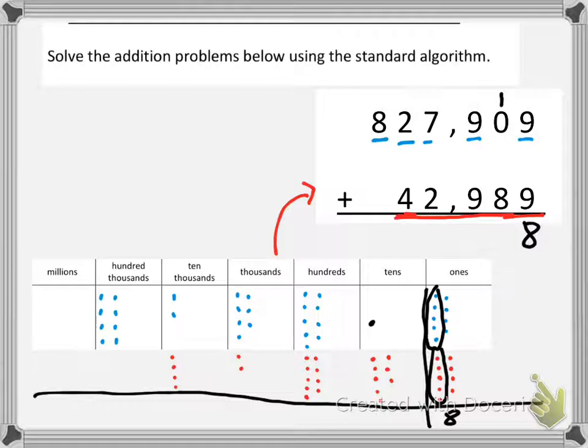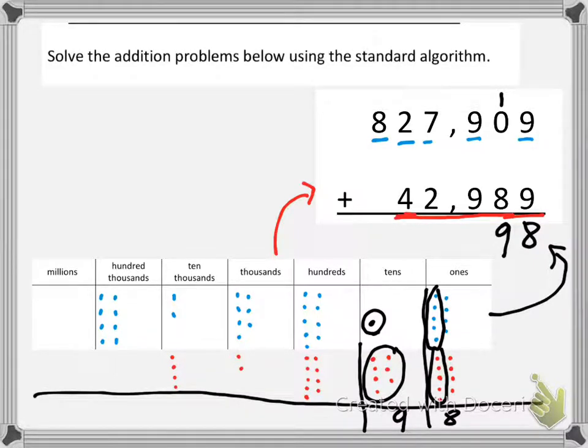If you noticed, there's a connection between the place value chart and the algorithm. Now if we go to the tens, we have 1 ten plus 8 tens would give us 9 tens. So there's no regrouping here. If we go back to our standard algorithm, we go to the tens place, 1 plus 8 would give us 9, just like down here in our place value chart.